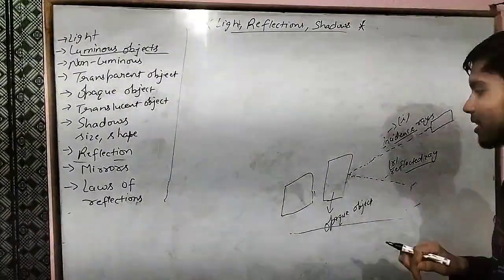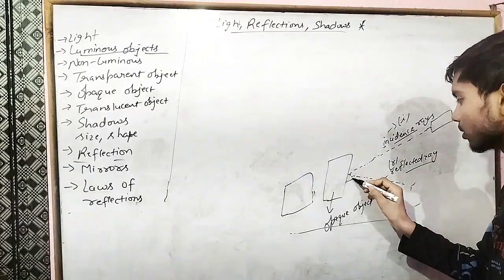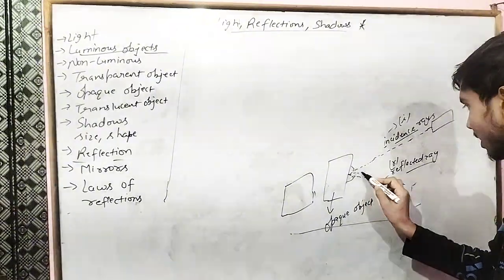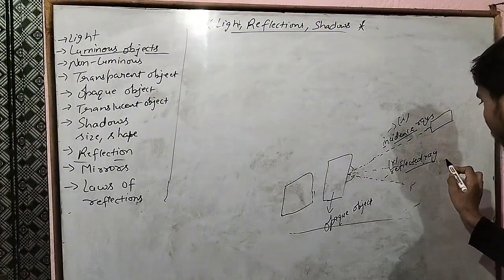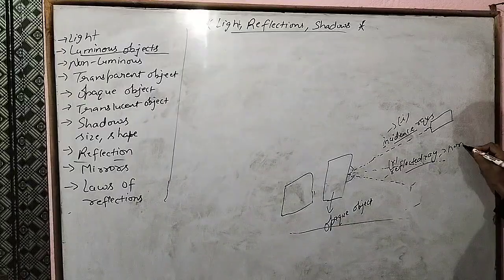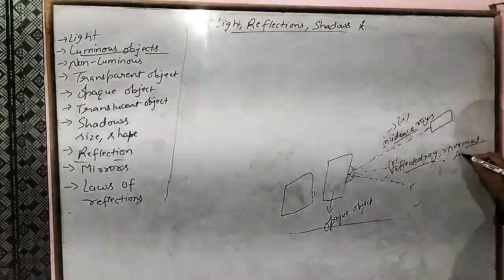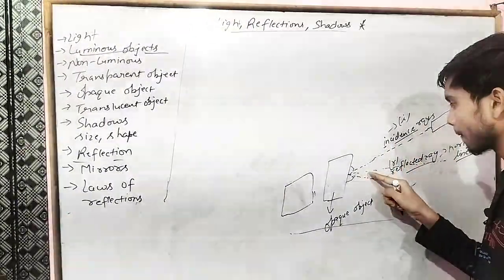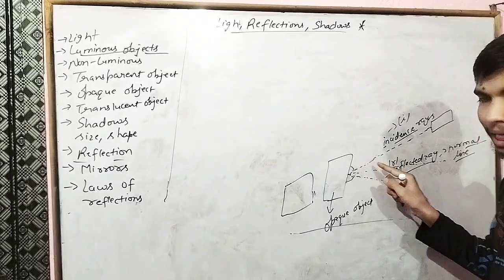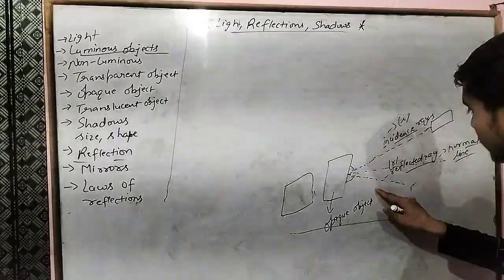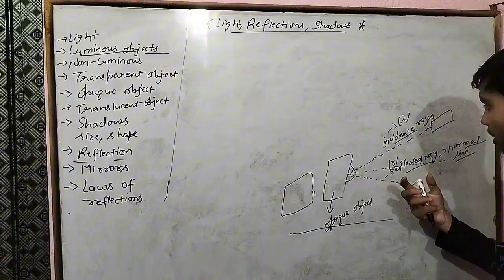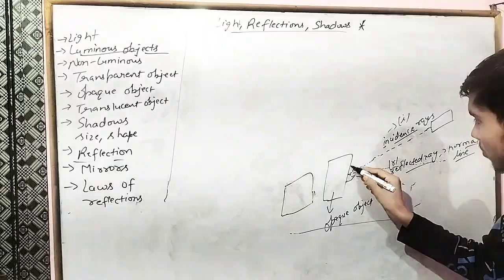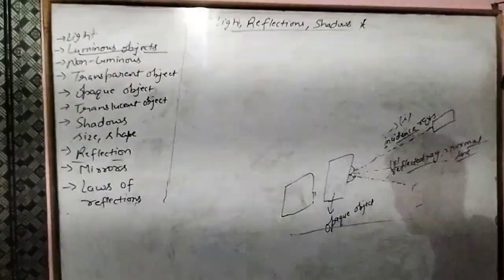So I think let's understand if it is possible. So here, this straight line will be known as normal. Normal line will explain the incidence ray.